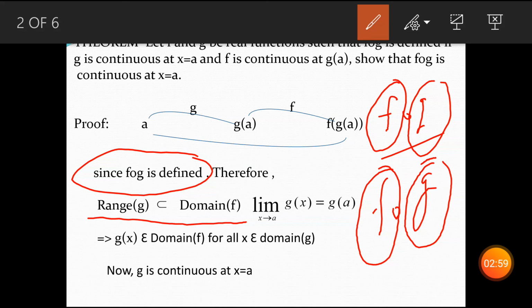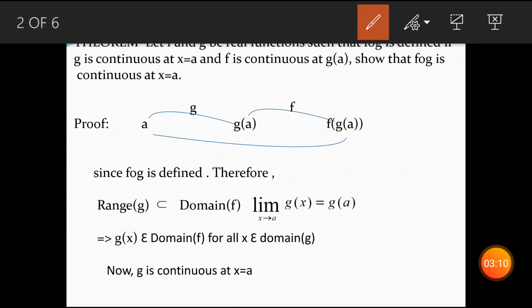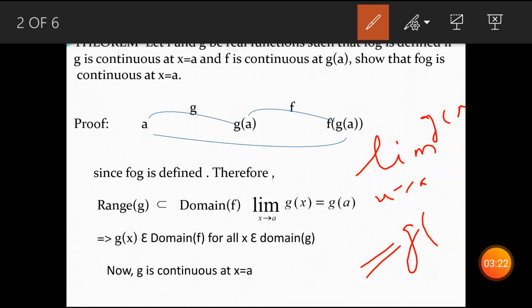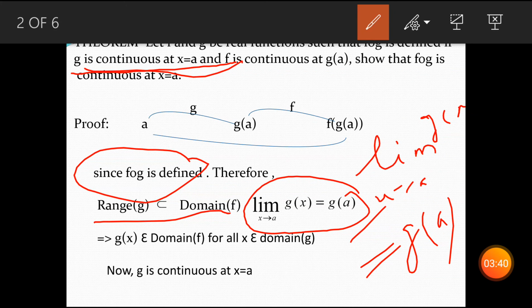Clear? Now what have they said? In the theorem, they have said that g is continuous at x equals a. In the last video also, I discussed when we say a function is continuous. What is the meaning of that? That the limit value of that function is equal to the function value. So on the basis of this statement, we can conclude that limit x tends to a, g(x) equals g(a). On the basis of this we got this, and on the basis of this we got this.